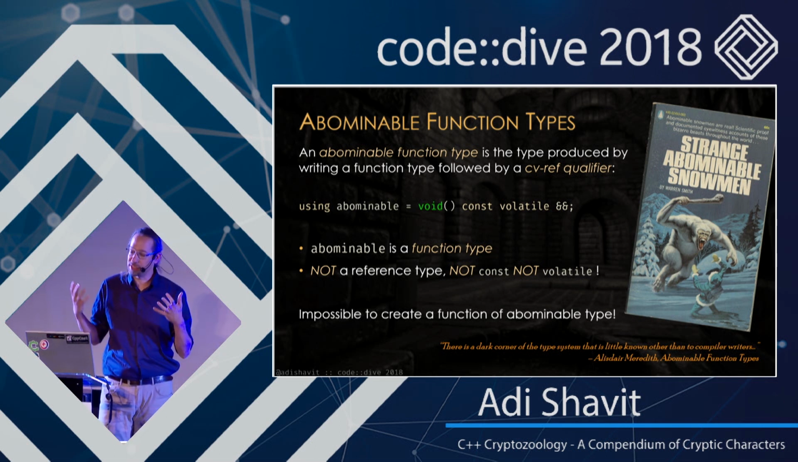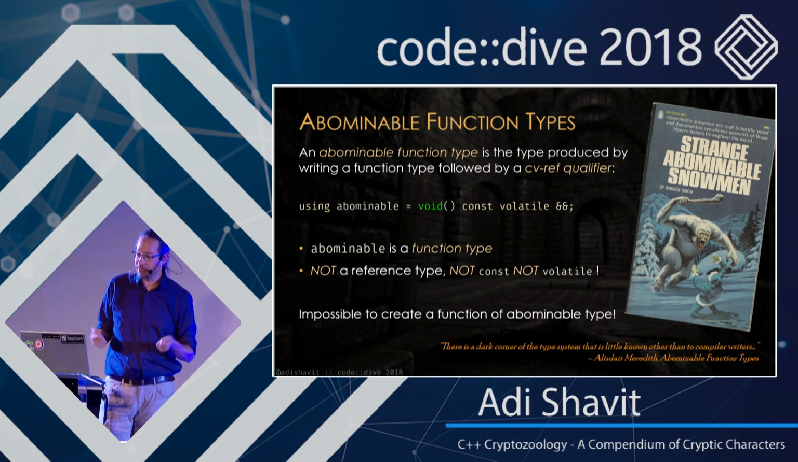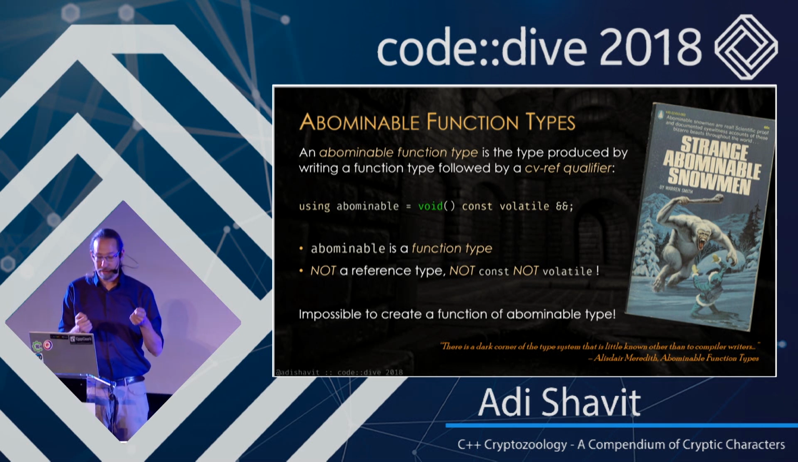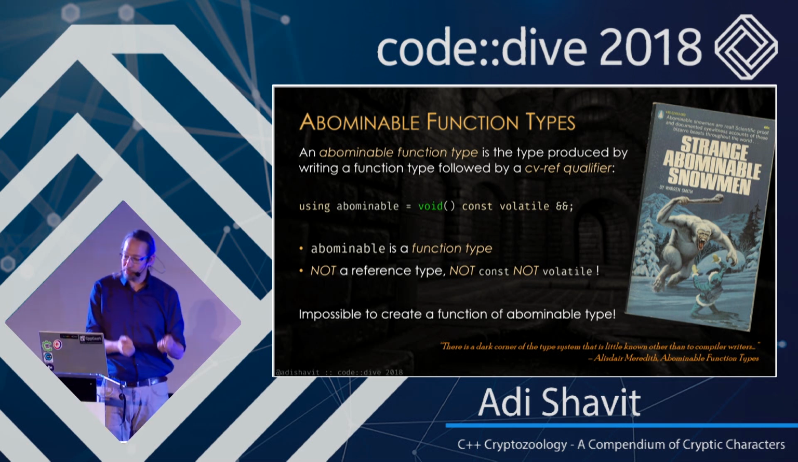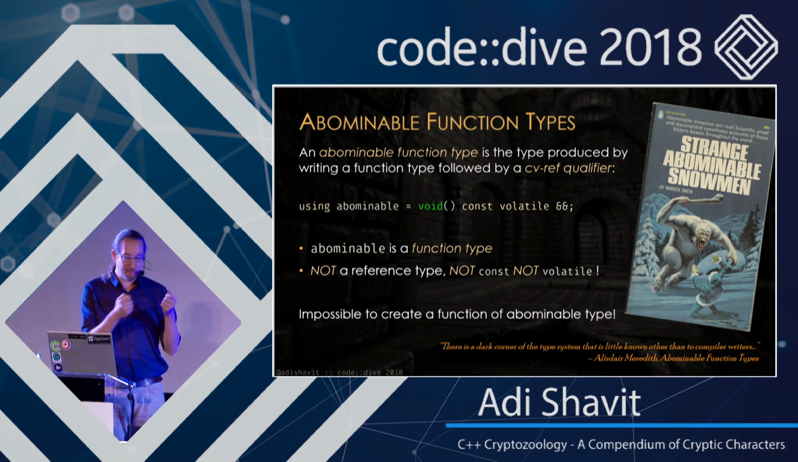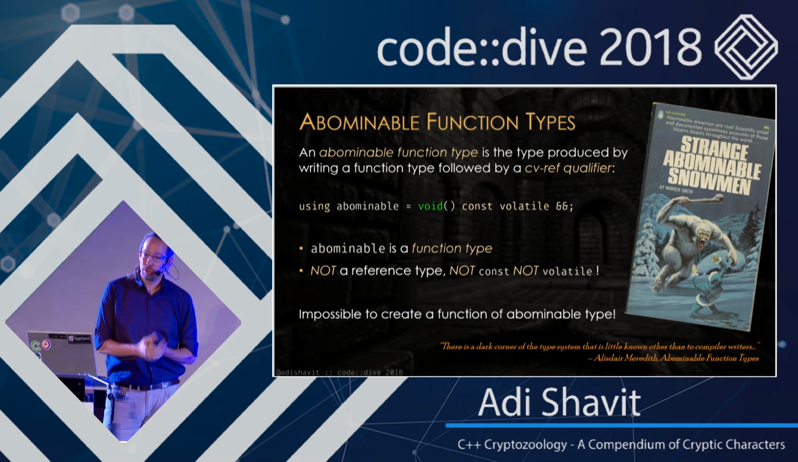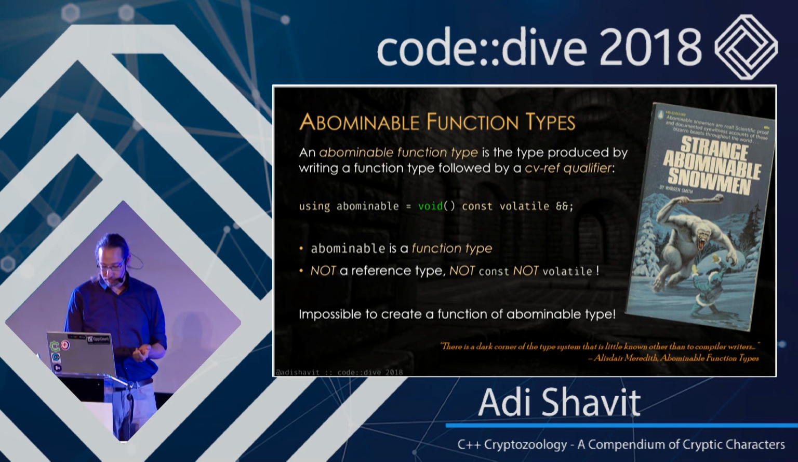Now, there is no such thing as a CV-qualified function inside the C++ type system. And what we see here, the abominable function type, is actually something entirely different. And it's impossible to actually write a function like this. So how and where could you see this in real code?